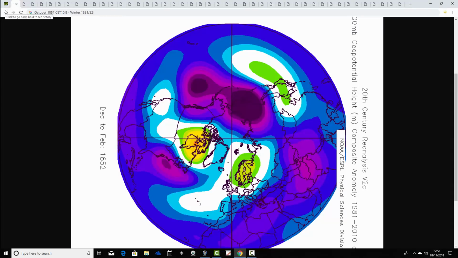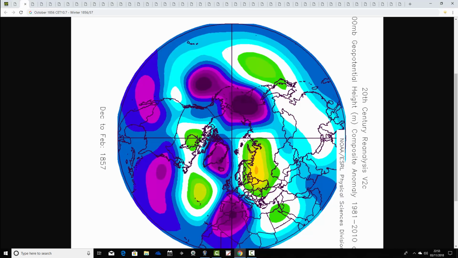We're going to start off with October 1851, which has a CET of 10.8. The winter that followed it was 1851-1852. It has above average heights over Scandinavia, and we bring the wind in from the east. So it looks like that was quite a dry and fairly cold winter. The next October, coming out with a CET of 10.7, is 1856. The winter of 1856-1857 looks very unsettled, with below average heights through the country. We've got the above average heights to the east. This looks like an unsettled and not particularly cold winter. There's no true blocking signal there.